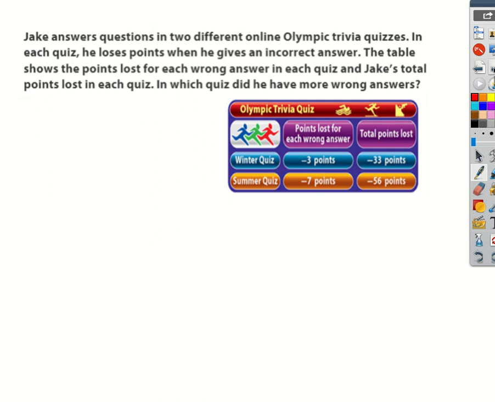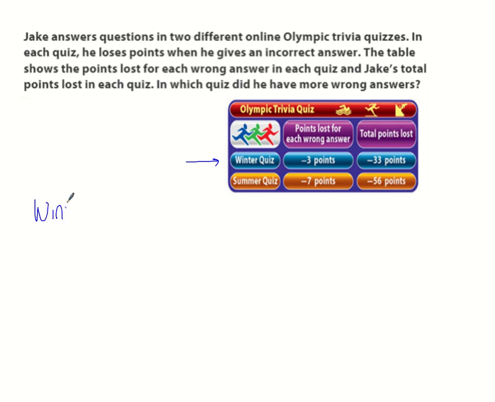Okay, so then looking at a word problem, this one says Jake answers questions in 2 different online Olympic trivia games. In each quiz, he loses points when he gives an incorrect answer. The table shows the points lost for each wrong answer in each quiz, and Jake's total points lost in each quiz. So if you guys notice here, we have the winter quiz. All we're doing now is pulling numbers from the table. You can see that his total points lost is the negative 33.